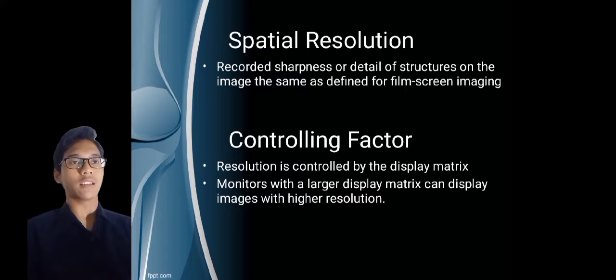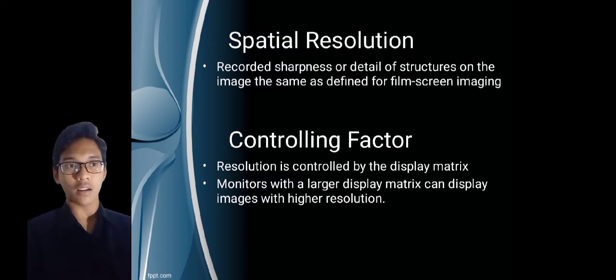Spatial resolution in digital imaging is defined as the recorded sharpness or detail of the structure on the image, the same as defined for film screen imaging. Resolution in a digital image represents a combination of the traditional factors for film screen imaging, such as focal spot size, geometric factors, and motion, and just as important, the acquisition pixel size. This pixel size is inherent to the digital imaging receptor.